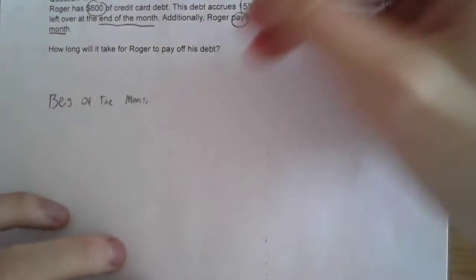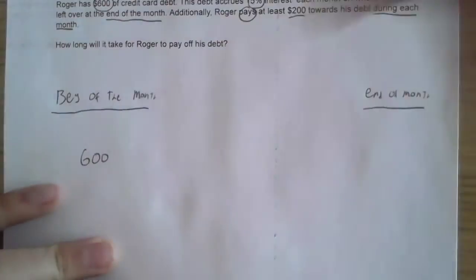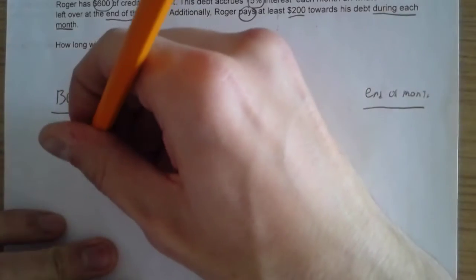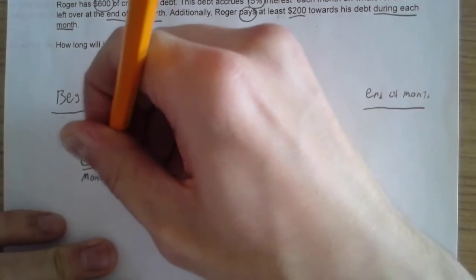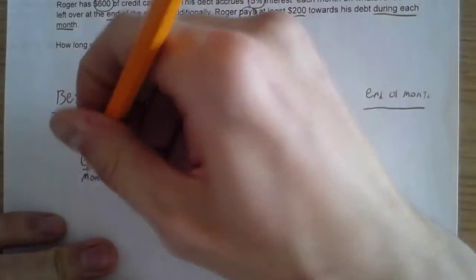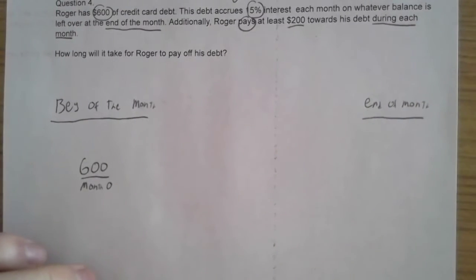So, beginning of the month. Beginning of the first month, what is happening? We are starting off with $600 with his credit card debt. This right here is our month. I'm going to call this month 0. It is not the first month, it is the month that we are starting at. All right, so in month 0, we have $600. So what is happening during this month?